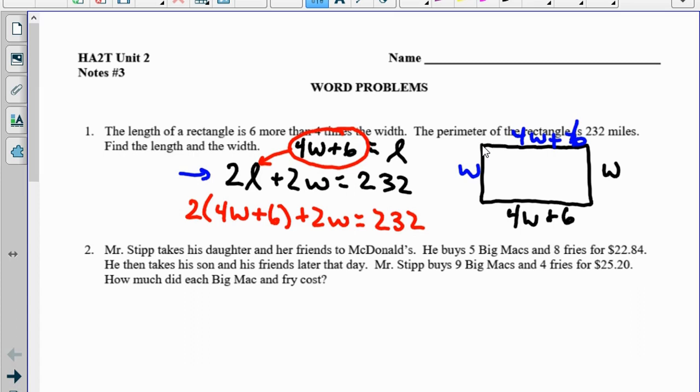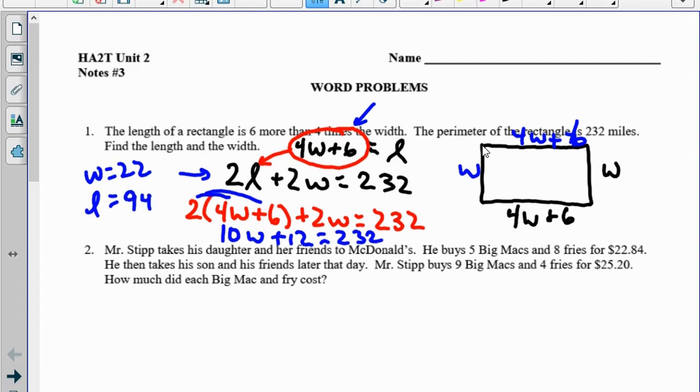So if we distributed and added everything together, we would get 10W plus 12 equals 232. I subtract the 12, divide by 10, I get the width is 22. If I make a substitution of W back into the original, I would probably substitute it in here. I would find out that the length is 94. If you have 2 lengths and 2 widths of these sizes, you would get 232 miles. So again, these are in miles.